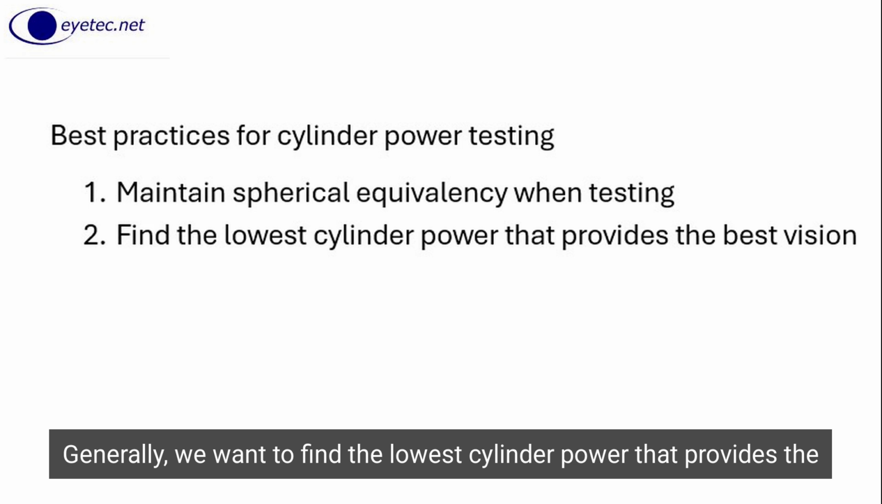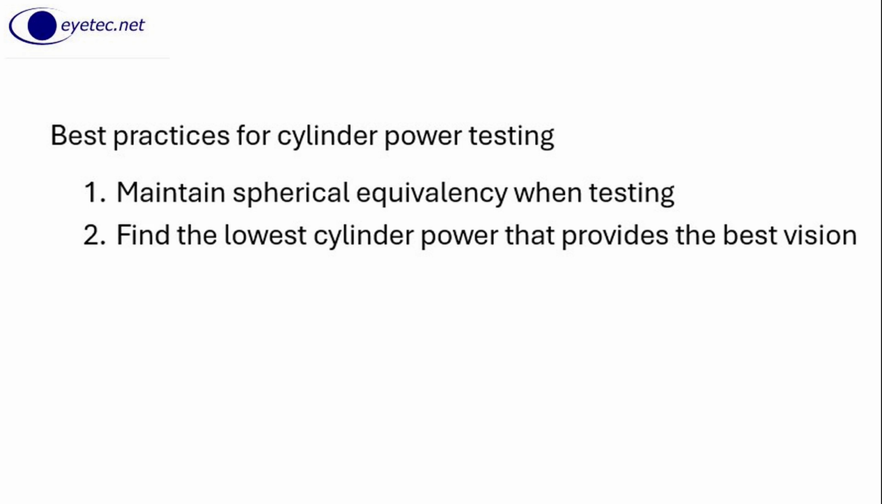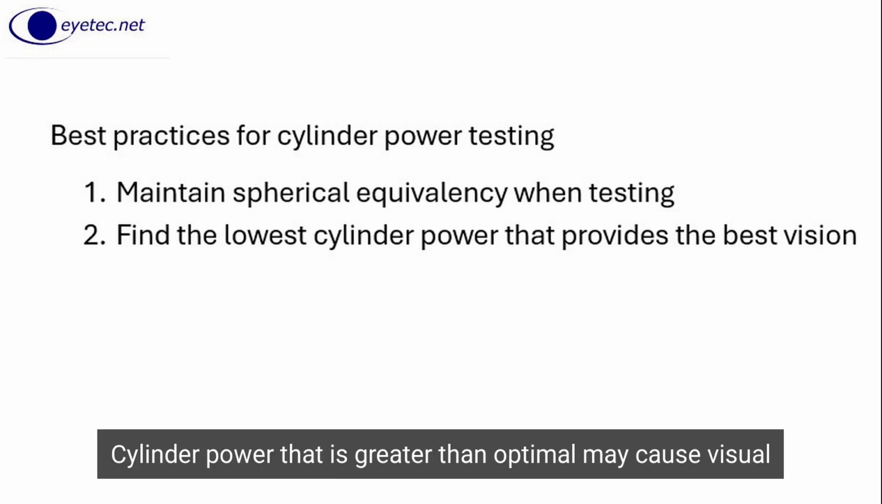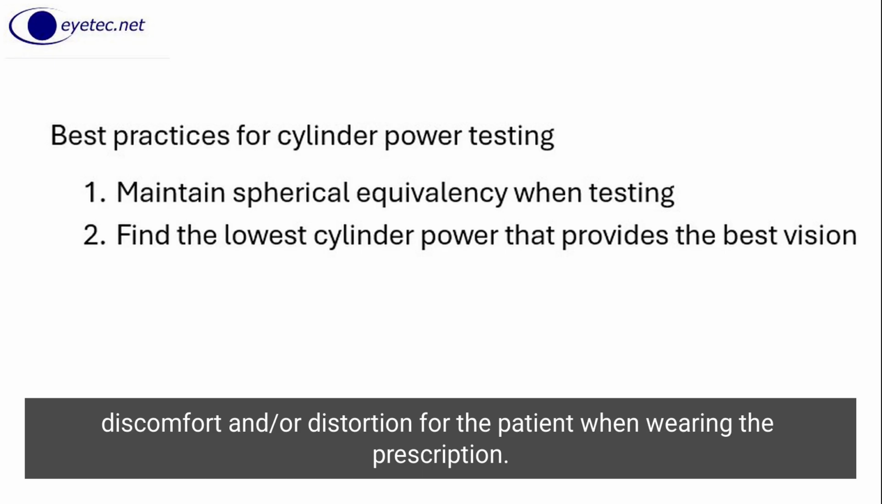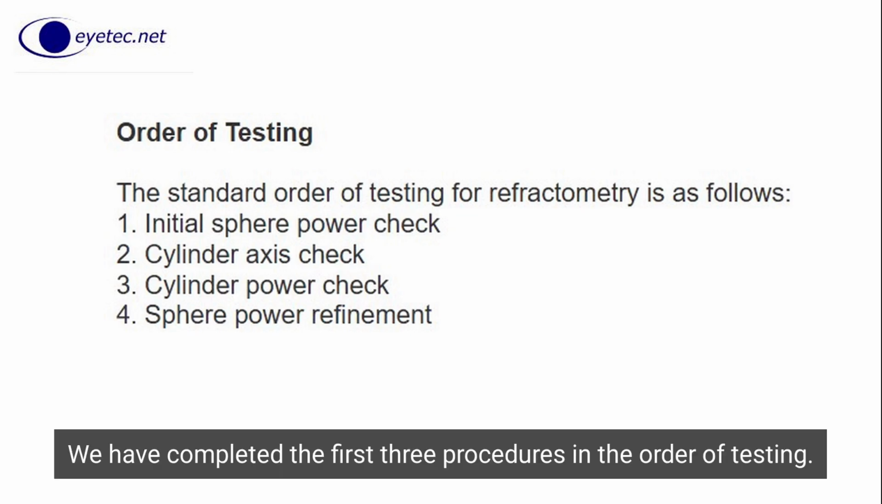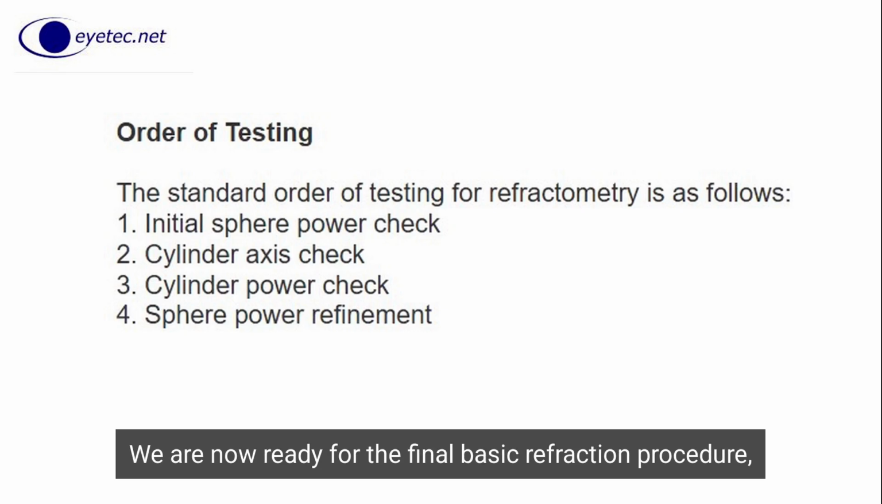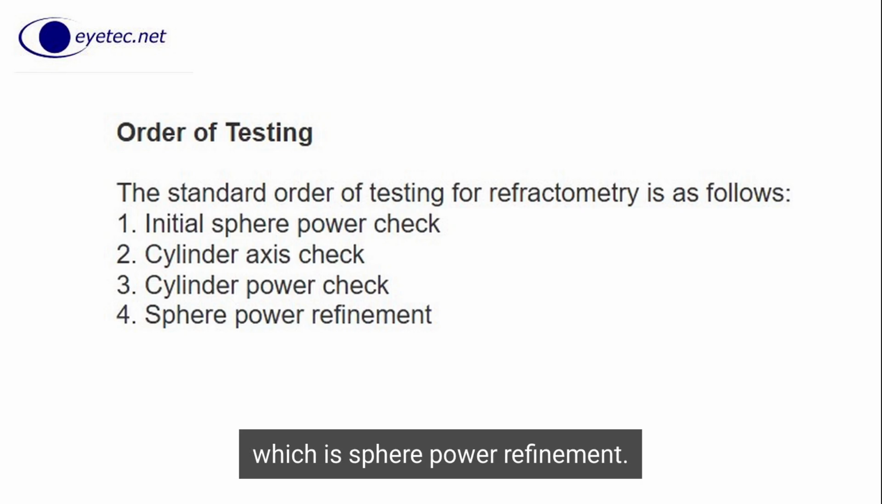Generally, we want to find the lowest cylinder power that provides the best visual acuity. Cylinder power that is greater than optimal may cause visual discomfort and/or distortion for the patient when wearing the prescription. We have completed the first 3 procedures in the order of testing. We are now ready for the final basic refraction procedure, which is sphere power refinement.